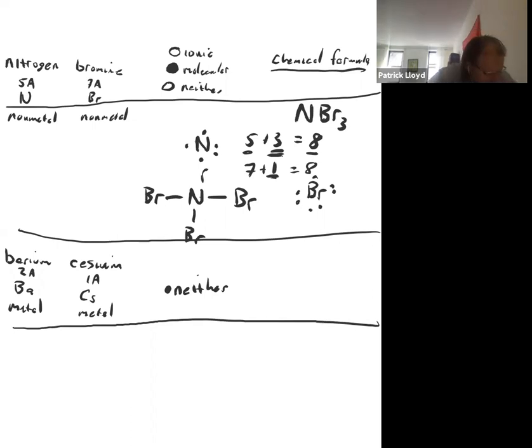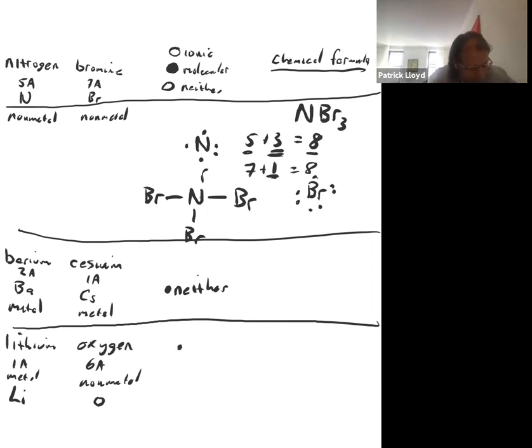And then the last one is lithium and oxygen. Okay, well, let's see what those are. Lithium is in group 1A, so that's a metal. Oxygen is in group 6A, so that's a nonmetal. So if it's a metal with a nonmetal, that's ionic. Metal with nonmetal is ionic. Okay, so how do we deal with those? Then again, you go back to the periodic table. If it's in group 1A, it's +1. If it's in group 6A, it's -2. So now you have lithium, which is +1, and oxygen, which is -2. So how are those going to form?